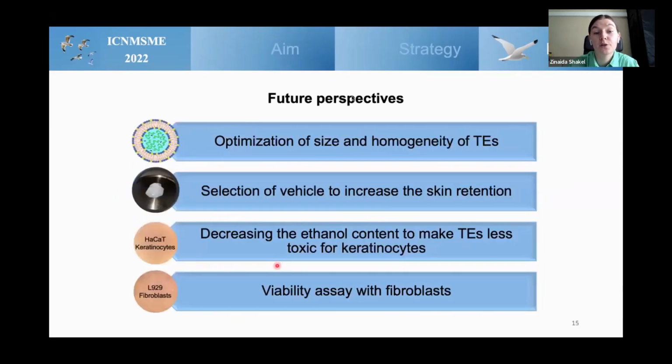As a future perspective, I want to optimize the size of transethosomes and their homogeneity, and we will select a vehicle for increased skin retention because we want hyaluronic acid inside the skin. We don't want it to cross deeper, just to retain in the skin to have those good properties of hyaluronic acid. And also probably decrease the ethanol content to make transethosomes less toxic for keratinocytes. And the next assay is a viability assay for fibroblasts, which is really good, has a good result for skin.